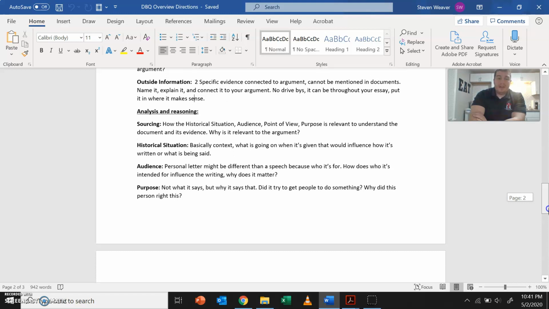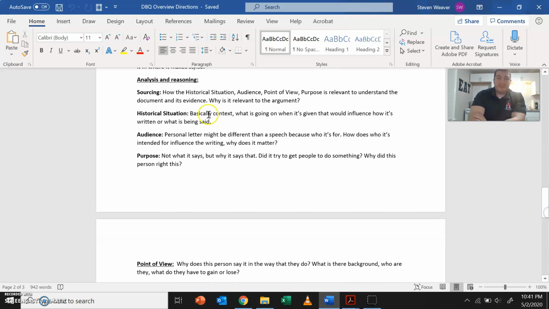Okay. The analysis and reasoning parts of it. So this is also worth 2 points for how the historical situation, audience, point of view, or purpose is relevant to understand the document and its evidence. You have to explain why it is relevant to your argument. So you have to do this twice. You need to have historical situation or audience or purpose or point of view for 2 of the documents, and you need to make sure that you fully connect it again to your argument, just like we do the outside information, just like we do with the contents of the document. We have to relate everything back to that thesis.